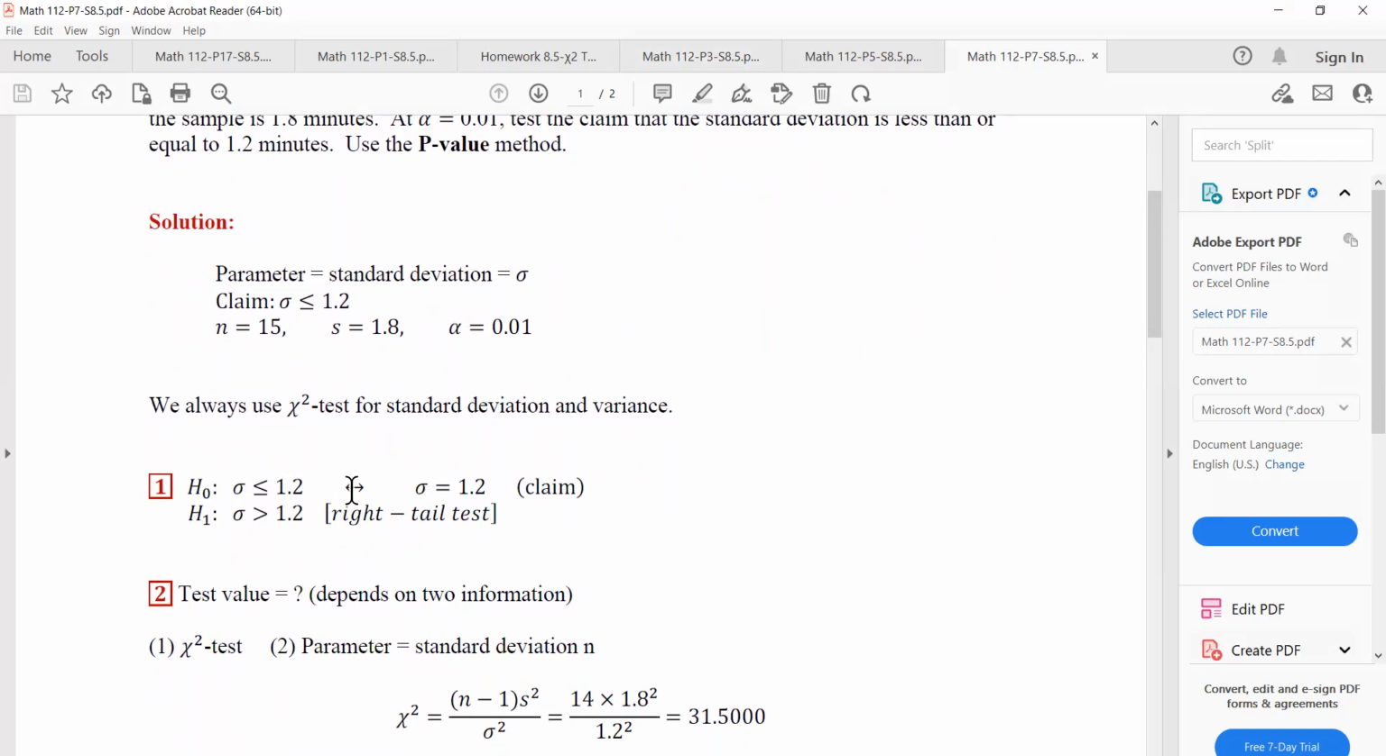Don't forget your statistical equivalent. You're going to say that H0, your statistical equivalent here, is sigma is equal to 1.2. And it's a right tail test. Okay. Now your test value.